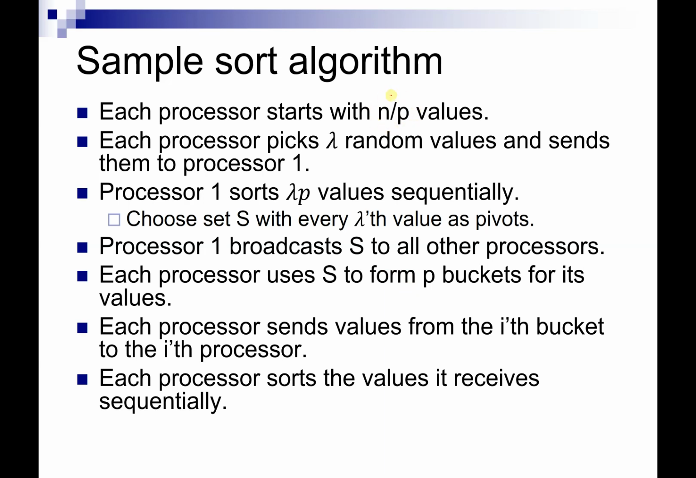Okay, so they each have n divided by p values, right? So they're going to use these pivots to break these n divided by p values into p buckets. All right, and then next, we have p processors, and each one of them forms p buckets. But ultimately, what we want is for each processor to be responsible for one bucket.